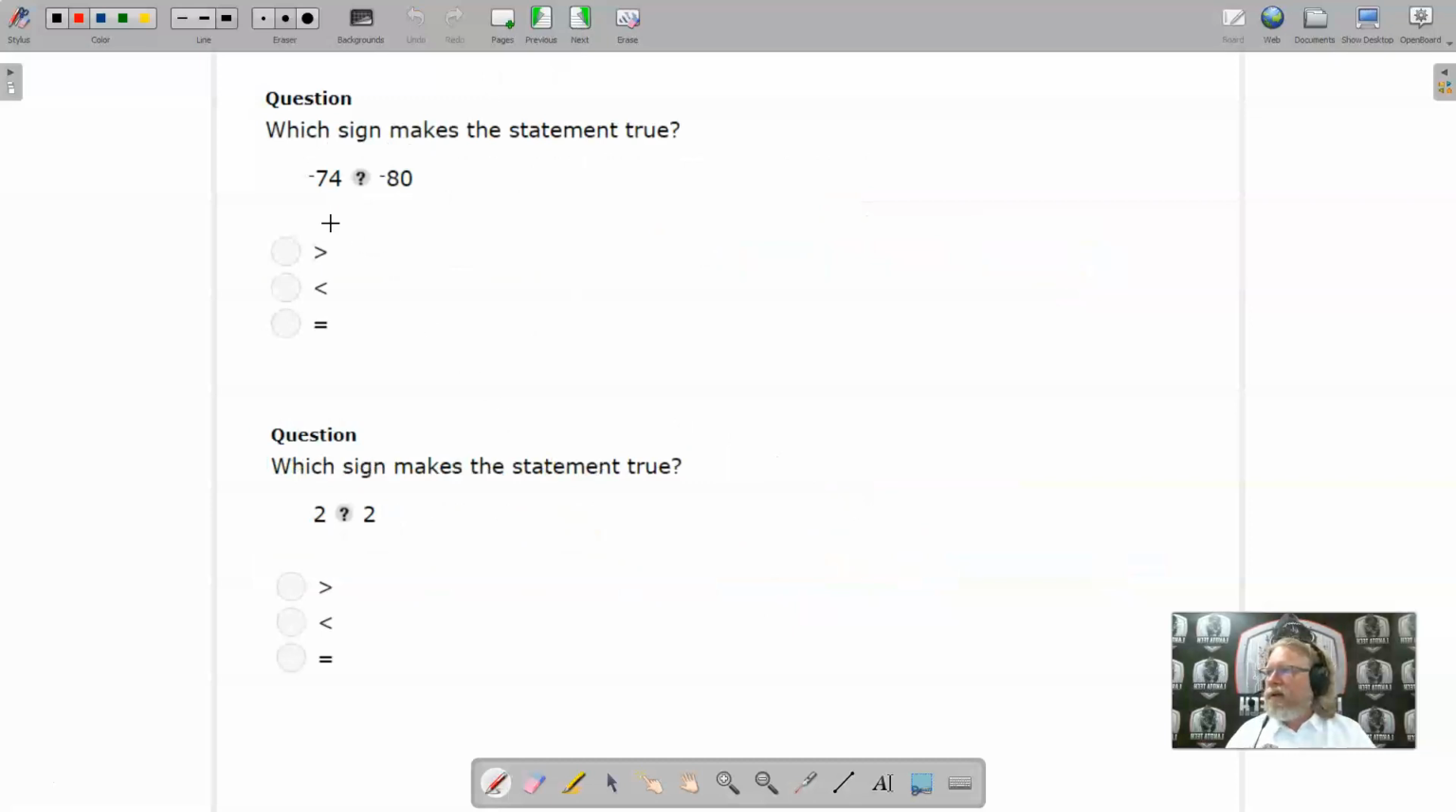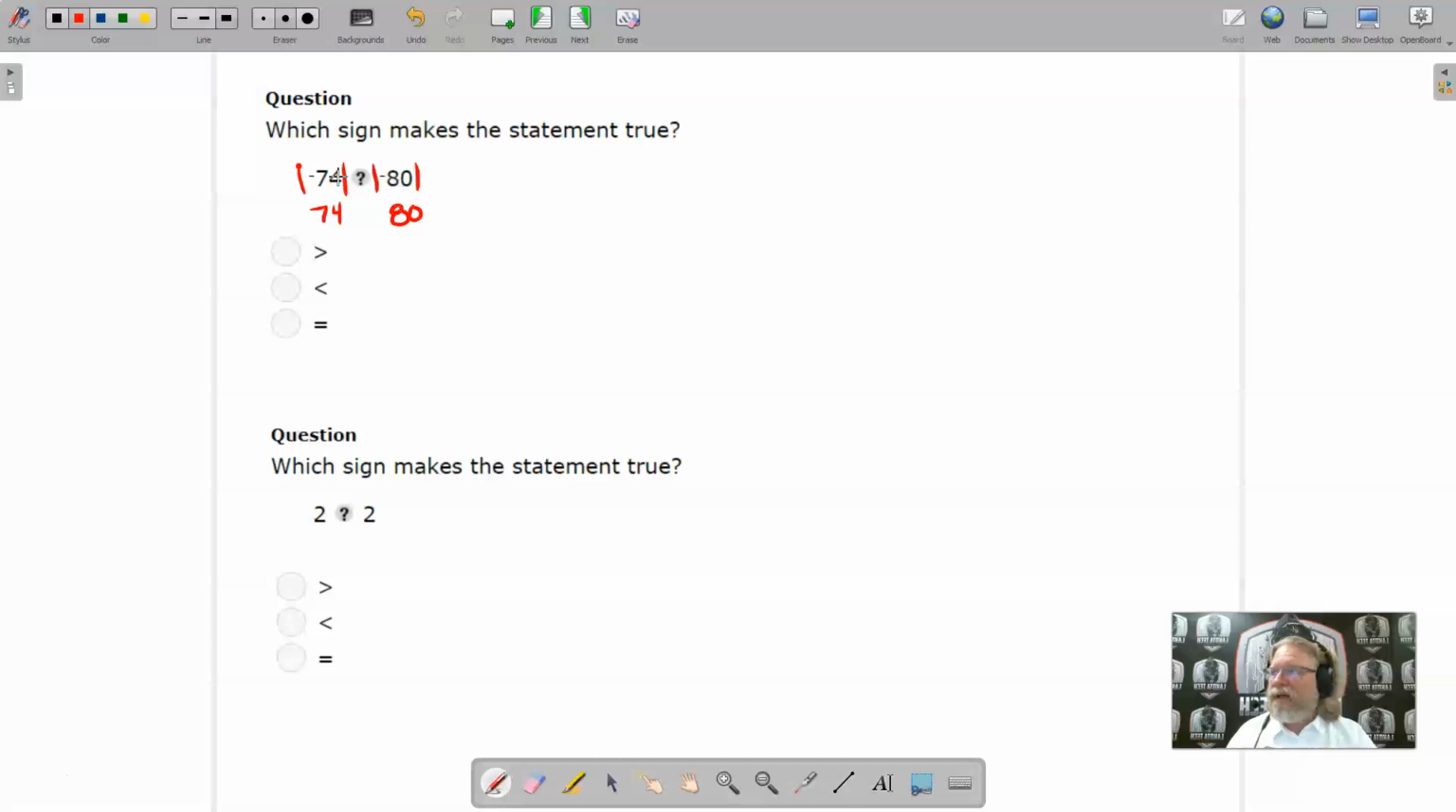On the next one, here we just need to compare two numbers using inequality statements. So we have a choice of greater than, less than, or equal to. So on this one here, rather than a number line, let's use the concept of absolute value, right? So absolute value of negative 74, excuse me, is going to be positive 74. And the absolute value of negative 80 is going to be positive 80. So which one's furthest away from 0? Well, it would be 80, right? Or negative 80, because it has an absolute value of 80.